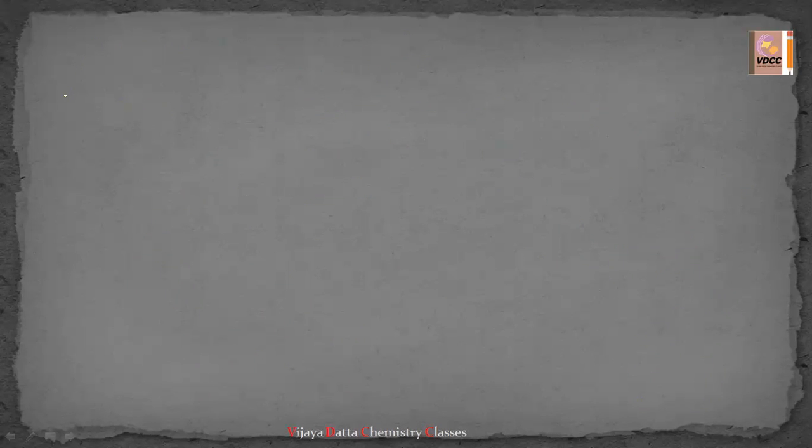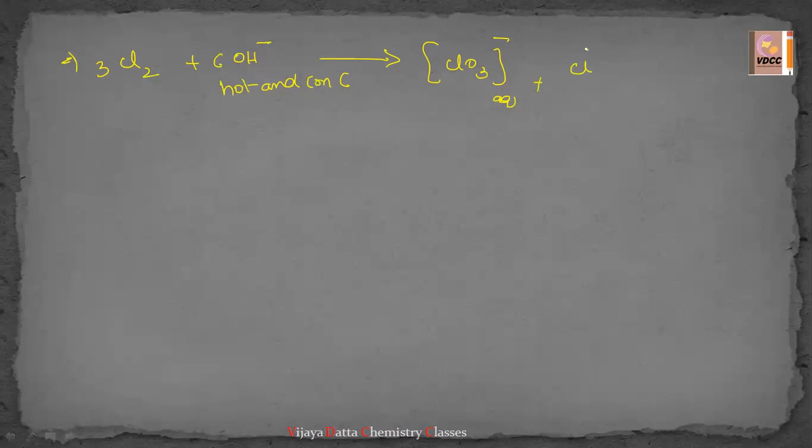One more example with the same chlorine. Then what happens? You take chlorine, but whatever base we have taken, that base is hot and concentrated. Actually I am taking the balanced equation because our concept is not balancing here, that's why I'm taking the balanced equation directly. Cl minus will be 5 moles plus H2O, it is producing the water, right?